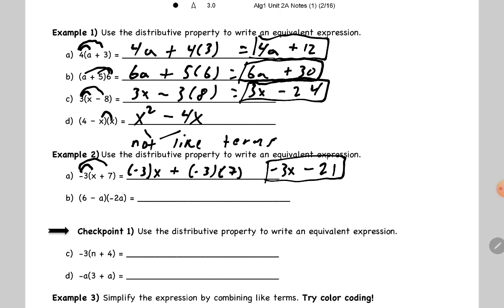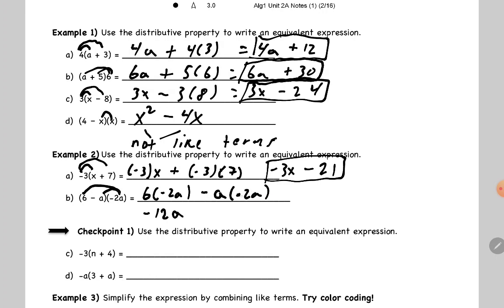Okay. So this one, negative 2a, so we have 6 times negative 2a. And then we have minus a times negative 2a. So I'm just going to multiply the numbers together. So this is negative 12a.